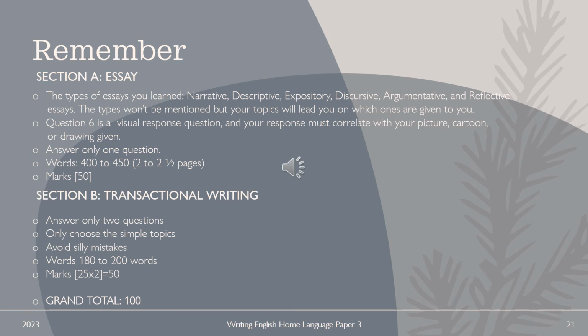You are going to be writing 400 to 450 words, 2 to 2.5 pages. Please try to write at least 400 words. That will be at least 2 pages. Try to do that. Do not cheat yourself. You need to make sure that you do well in this paper. In section B, transactional writing, you answer only 2 questions. Only choose the simple topics.